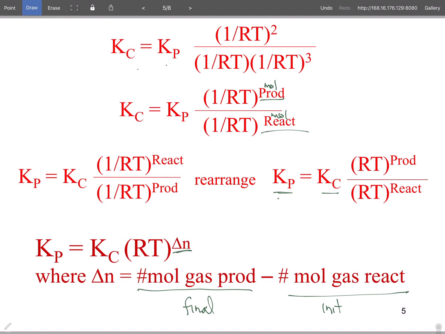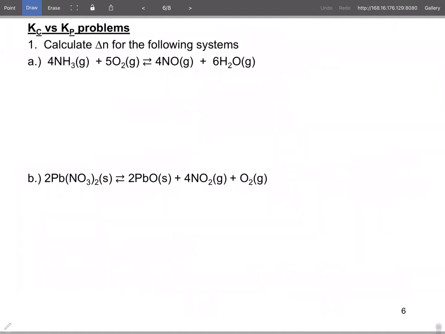So what this allows us to do is take a Kc, a K based upon concentration, and convert it to a K based upon pressure, or a K based upon pressure and convert it to a K in concentration. Okay, so the first step is remember we said that Kp equals Kc times RT to the delta n. And I'm going to tell you right now, the two hardest things to this are the delta n and doing the RT first before you apply the delta n to it.